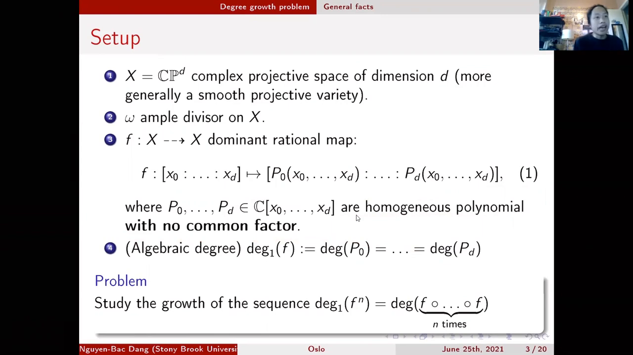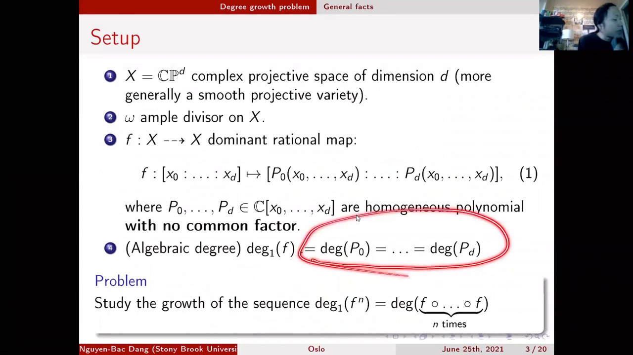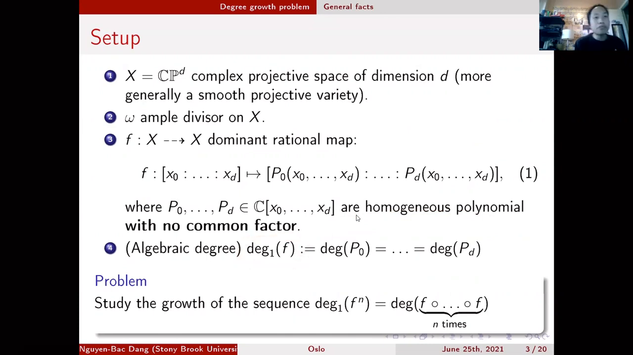Okay, and the quantity that I'm interested in is simply the so-called algebraic degree of F, and it's the common degree of my polynomials. I call this the algebraic degree, and I write it degree 1 of F, because geometrically it is the degree of a generic hyperplane, the preimage of a generic hyperplane.